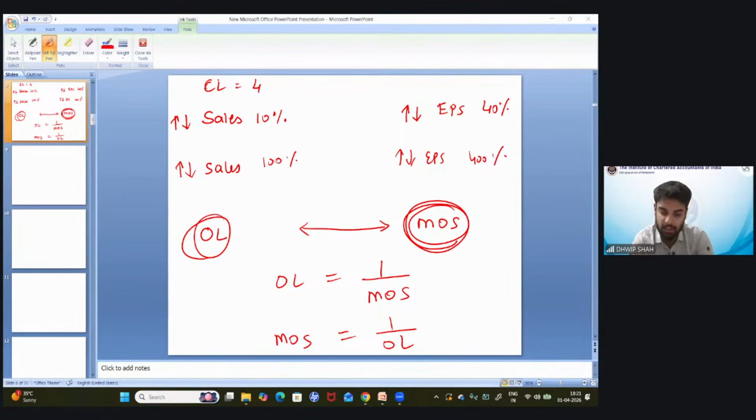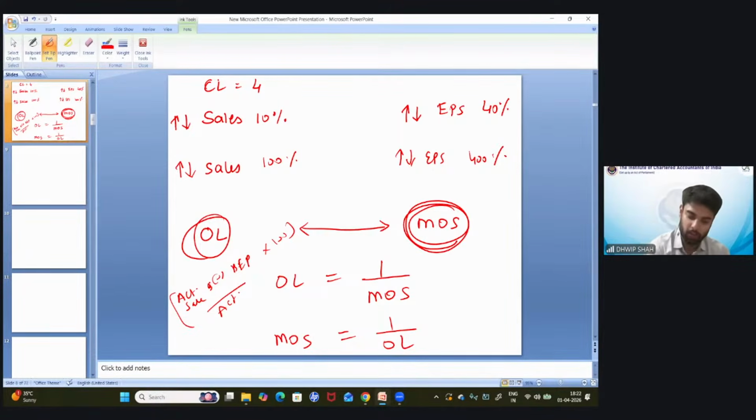If you want to calculate margin of safety in percentage, then the formula was actual sales less break even sales divided by actual sales into 100. This is what you have learned. The higher the safety net, the lower the risk in the business, so safety and risk are inversely related. We also saw this formula: OL is nothing but 1 upon MOS and MOS is nothing but 1 upon operating leverage. Clear till here?